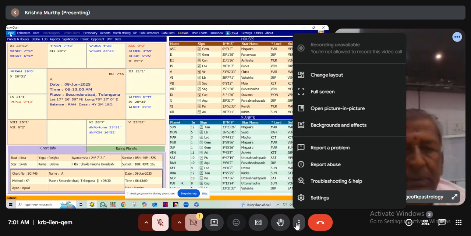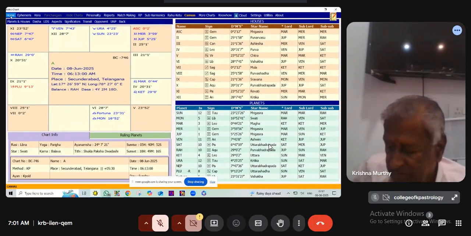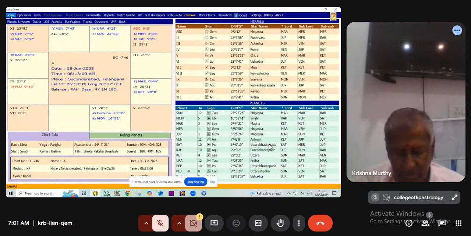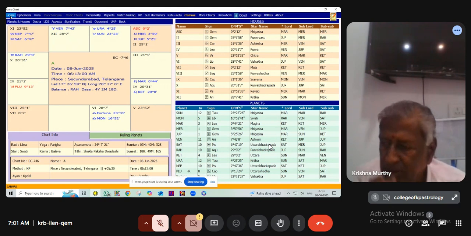So the direct predictions as per the KP system will have some modifications because of this Cuspal displacement or Cuspal interception. This should be noted. We have to make a thorough research of this. What is the result of this Cuspal displacement? How will it have its effects?